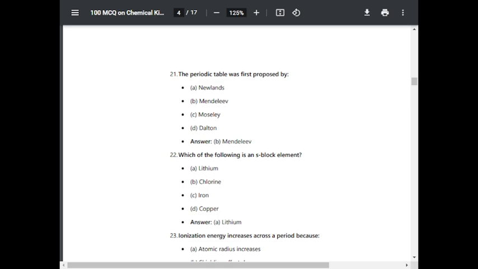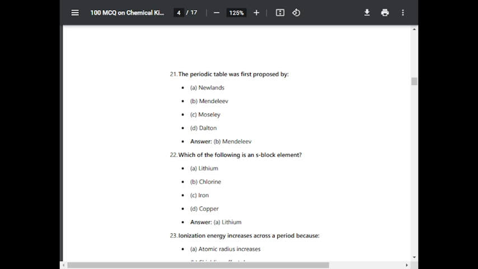Question number 21. The periodic table was first proposed by: option A, Newlands; option B, Mendeleev; option C, Moseley; option D, Dalton. The correct answer is Mendeleev. So the periodic table was first proposed by Mendeleev.